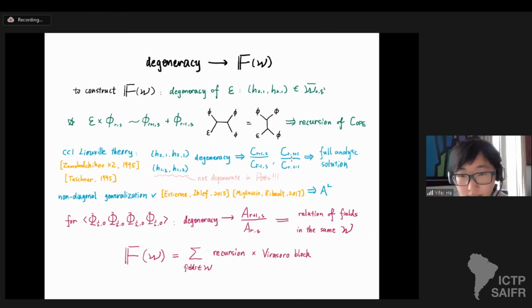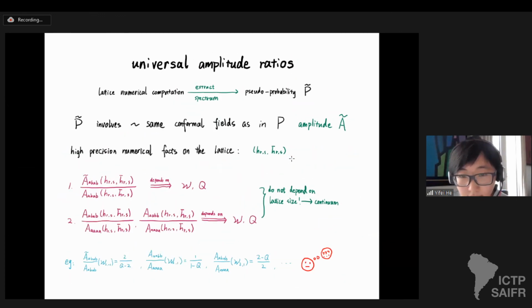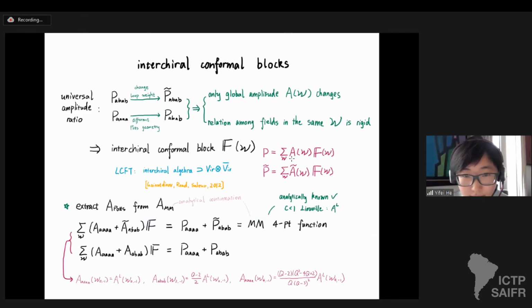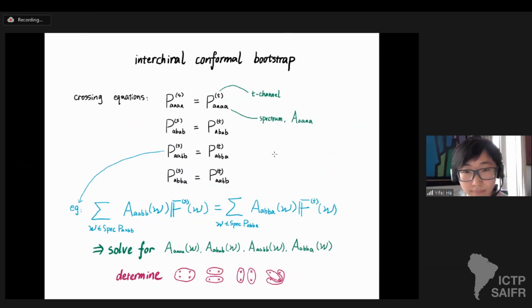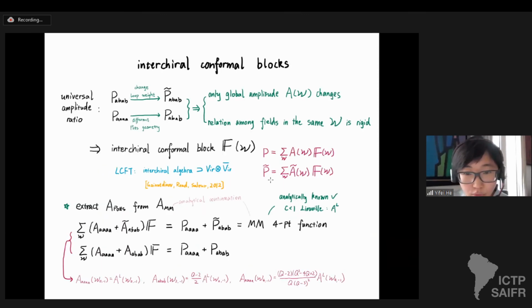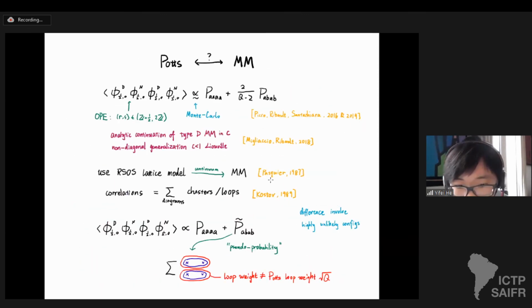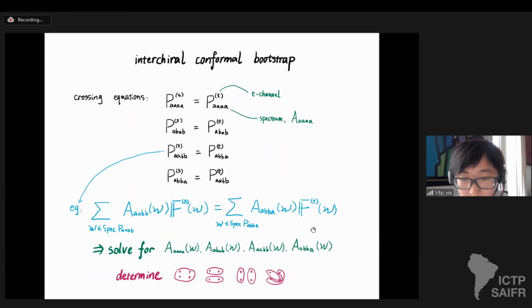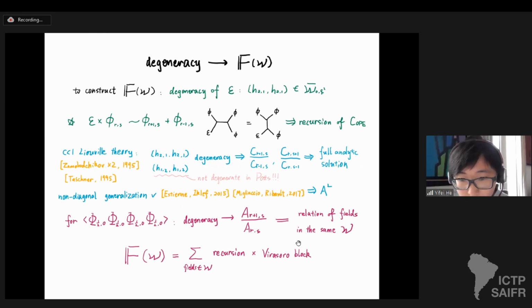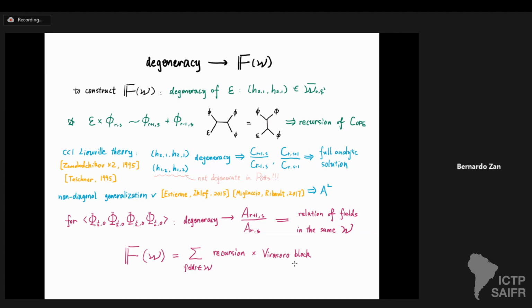What I wrote here, let me see where it is. I guess I didn't write it explicitly, but when I write this sum over the recursions with the usual Virasoro block, some of the Virasoro blocks need to be modified to the logarithmic block. Right. And how do you do that? If you can explain very quickly.